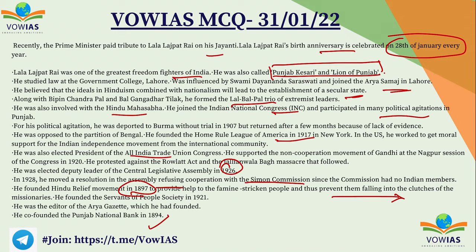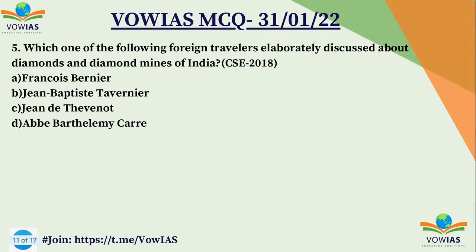Now let's look at the last question, the fifth question. Which of the following Indian travelers elaborately discussed diamonds and diamond mines in India? A. Francois Bernier, B. Jean-Baptiste Tavernier, C. Jean de Thevenot, and D. Abbe Barthelemy Carre. You have to choose the correct option. It's a previous year CSE question of 2018, and the correct option is B.